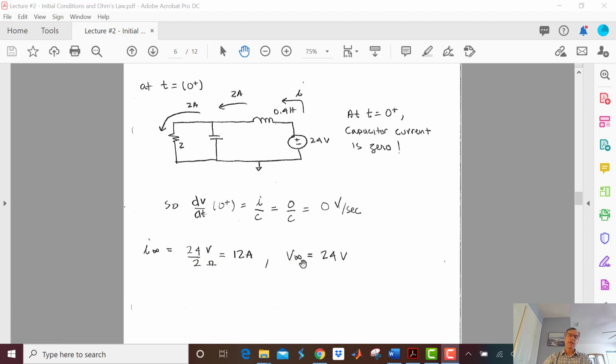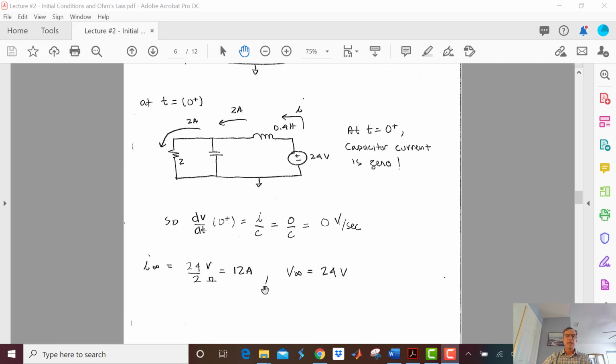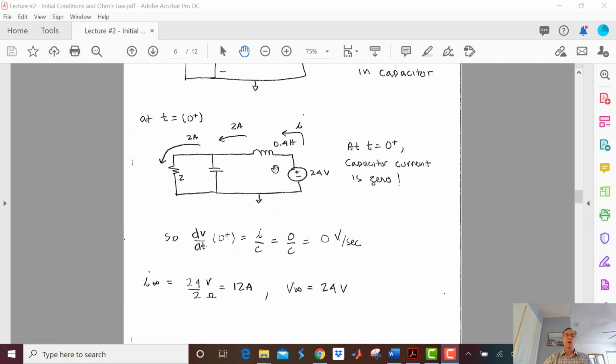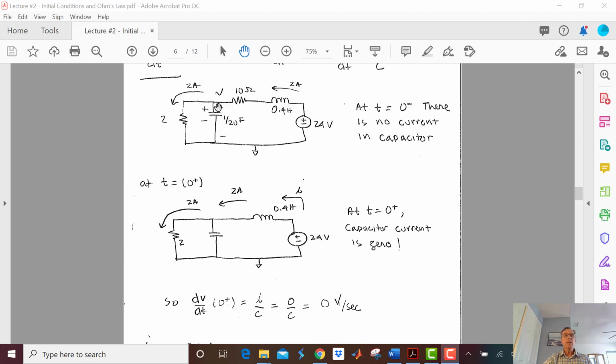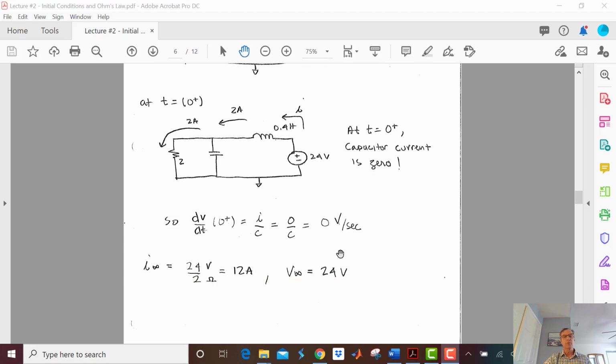Now let's look at I of infinity. At infinity, we know that it's steady state, and so there's no voltage across this inductor. So I'm 24 volts, 24 divided by 2 is 12 amps. V of infinity, which was right here, is going to be, let's see, 24, no voltage loss, 24. V of infinity is going to be 24 volts.